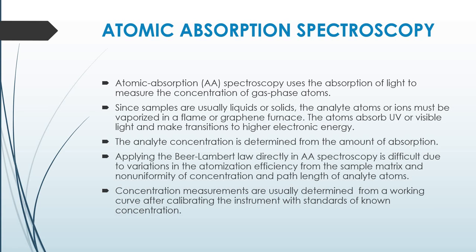Applying the Beer-Lambert law directly in AA spectroscopy is difficult due to variations in the atomization efficiency from the sample matrix and non-uniformity of concentration and path length of analyte atoms. Concentration measurements are usually determined from a working curve after calibrating the instrument with standards of known concentration.